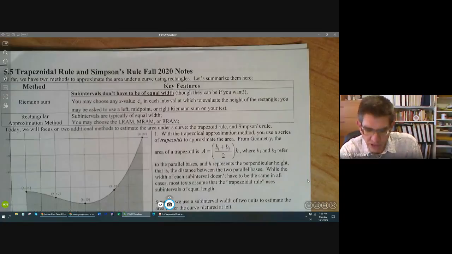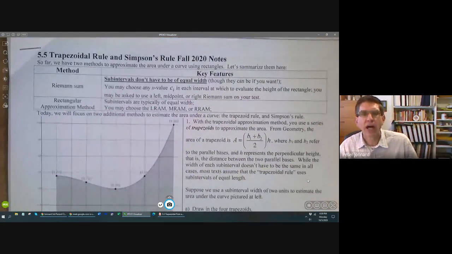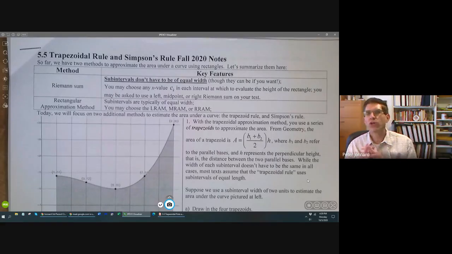Today, we're going to be doing the trapezoidal rule and Simpson's rule, which are two different ways of estimating areas under curves. When we use Riemann sums and the rectangular approximation method, those are largely to build the framework for doing integrals, for getting exact answers to things. And yet the trapezoidal rule and Simpson's rule are actually used by your calculator when it calculates areas. There are numerical methods to try to get the area under a curve more accurately within a finite amount of time.